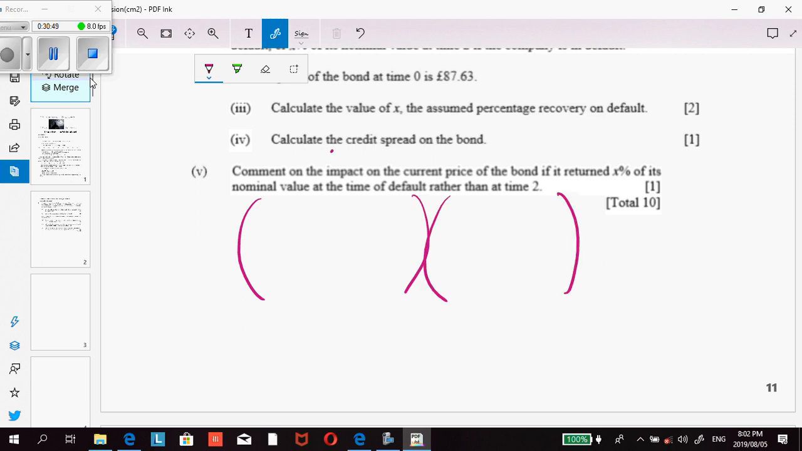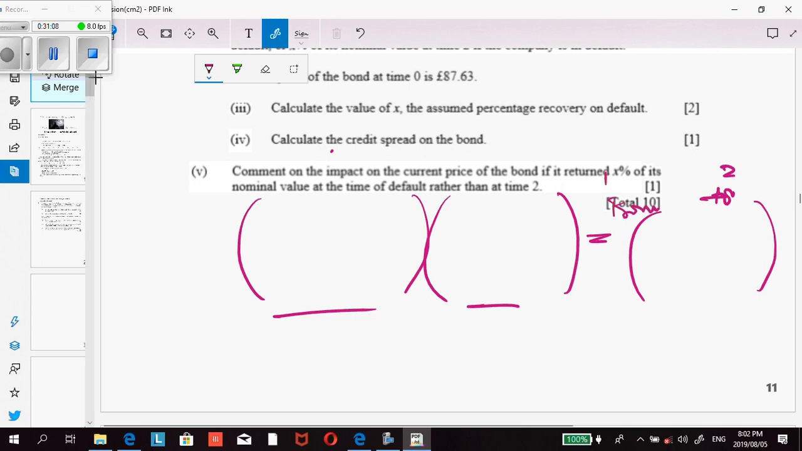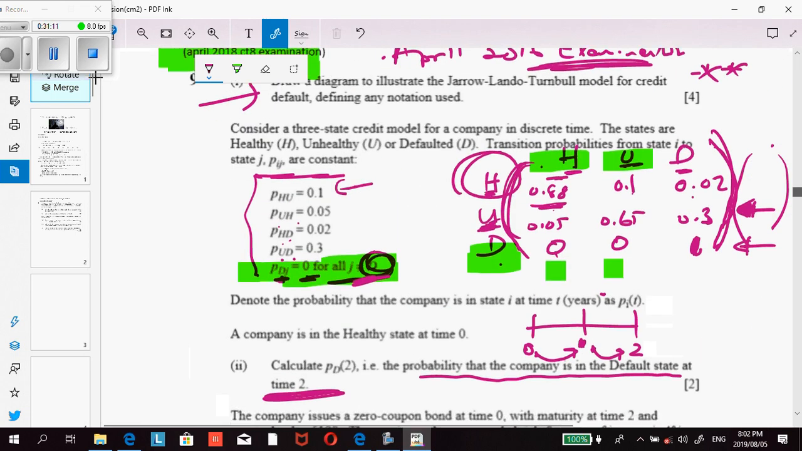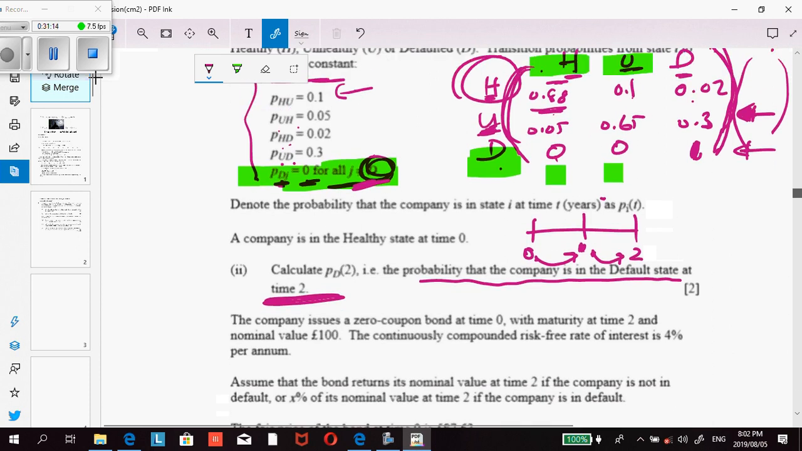I know that when I take these matrices, I'm going to get the matrix from time 1 to time 2. Now, I am told in the question that we are at time 0, we are in the healthy state. So if I take this row here, and multiply it by the last column, right?